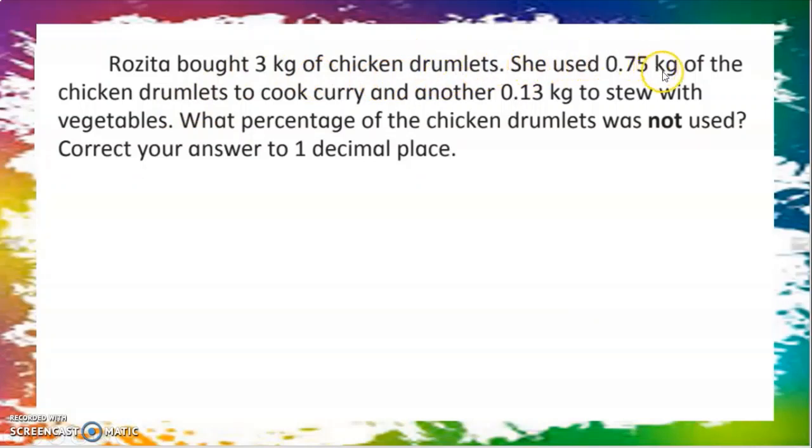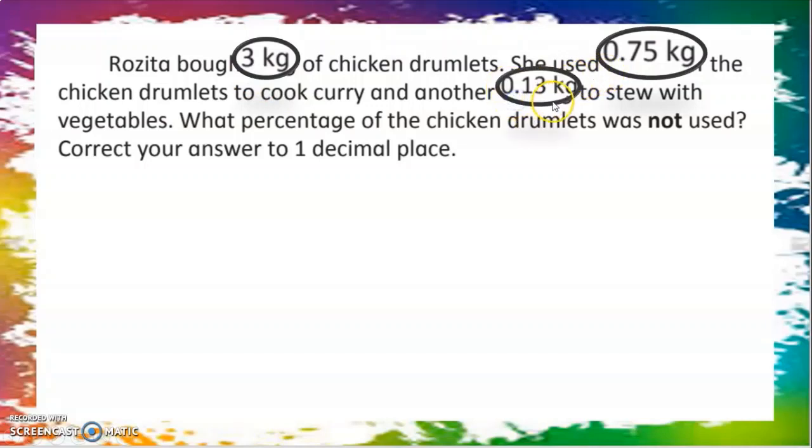One last example. Rosita bought 3 kilograms of chicken drumlets. She used 0.75 kilogram of chicken drumlets to cook curry and another 0.13 kilogram to stew with vegetables. What percentage of the chicken drumlets was not used? Correct your answer to one decimal place. So we have here the 3 kilograms, 0.75 kilograms used, 0.13 kilograms used. So we're talking about the percentage that is not used. And the answer must be in one decimal place.